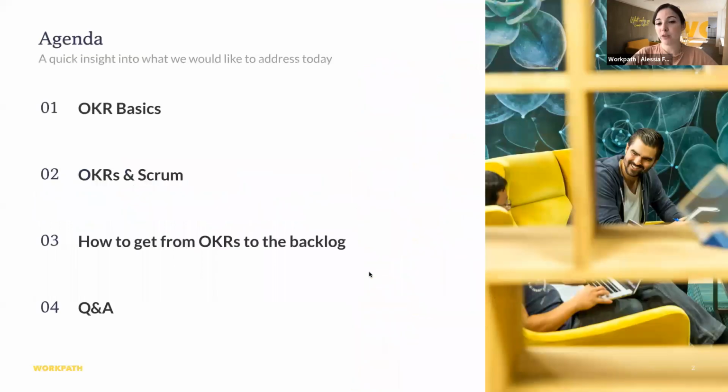So just a quick overview on the agenda while you still write in the chat where you're joining from. We're going to start with a couple of OKR basics. The goal here is to pick everybody up from where they are in terms of OKR knowledge. Just recap a couple of basics, and then we're going to go into the definition of OKRs and Scrum and how that works together. And then we get to see a hands-on example on how to get from OKRs to your Scrum backlog. And then, of course, there is a lot of time for questions as well.